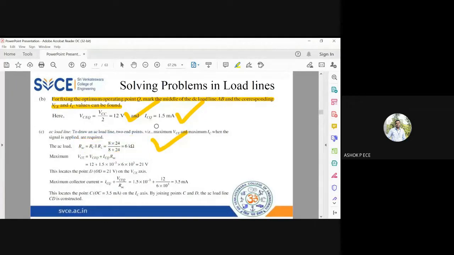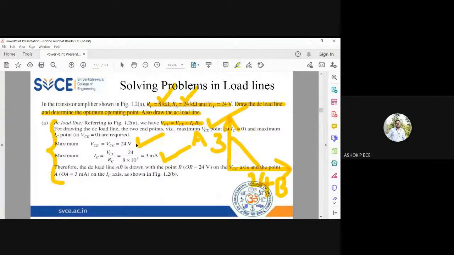Now, using the formulas for VCE and IC, use the formula VCE equal to VCEQ plus ICQ into RAC. See, these VCEQ and ICQ values will come from the DC load line. VCEQ is 12 volt, ICQ is 1.5 milliamperes, RAC we got as 6 kilo ohm. So you get the VCE value as 21 volt. This is for the AC load line exclusively. See how the values are changing for AC and DC load line. For the AC load line, it is 21 volt. For the DC load line, we got the answer as 24 volt, correct? So see the values will not be the same for AC and DC load line.